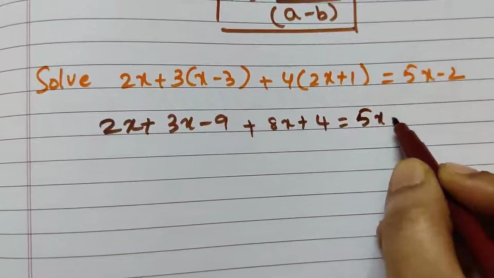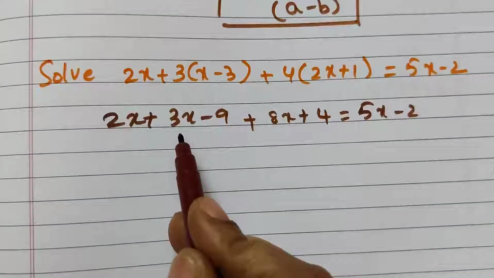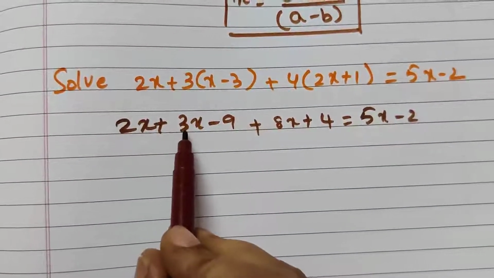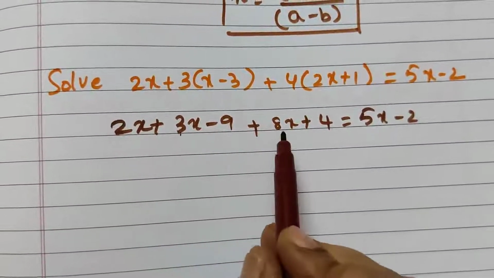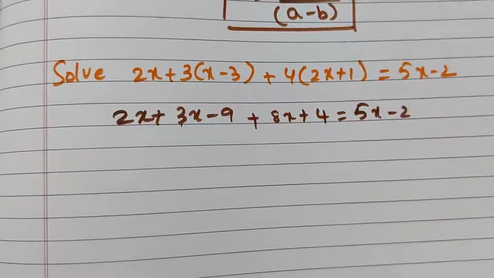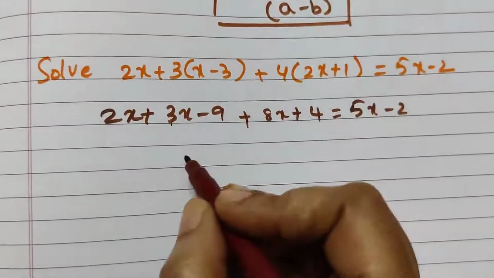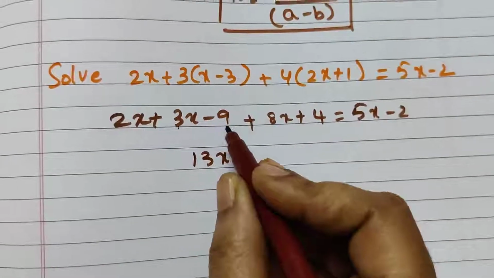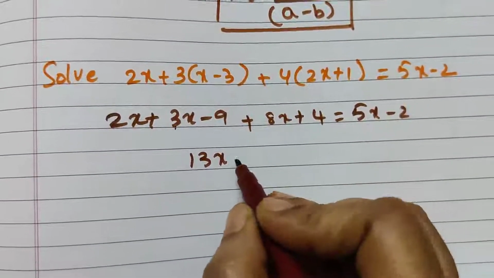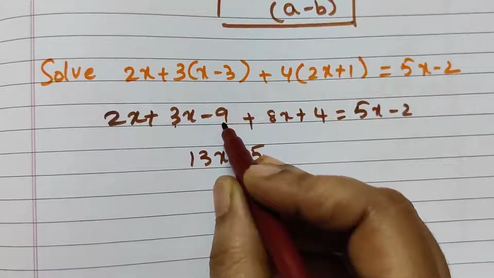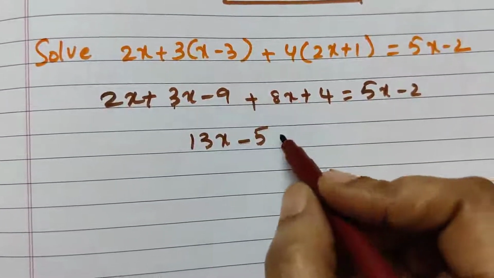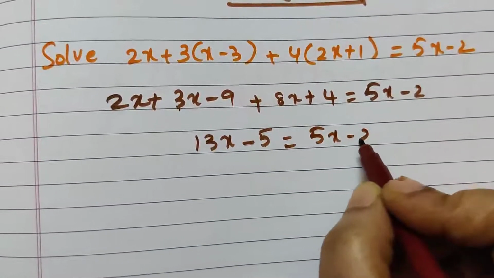5x minus 2. First solve all the x terms here, okay? 2x plus 3x will be 5x, plus 8x, 9, 10, 11, 12, 13. So that is 13x. Minus 9 plus 4 will be minus 5. The higher number is having the minus sign, okay? Is equal to 5x minus 2.